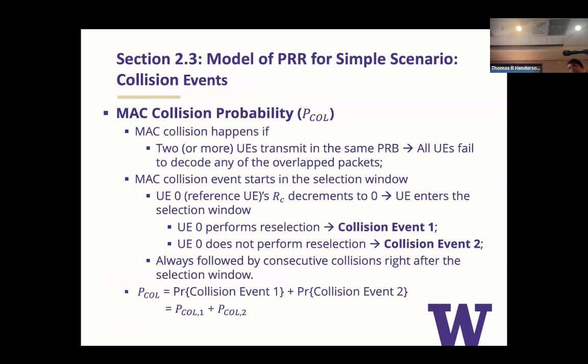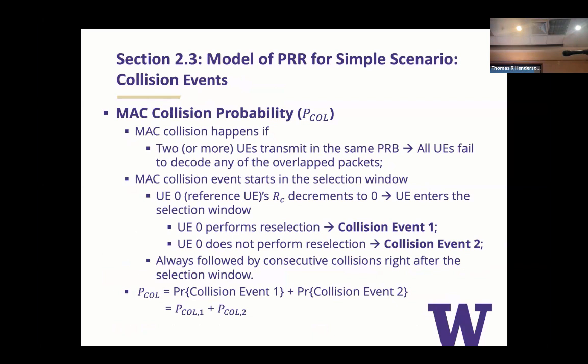Now we start to analyze the MAC collision probability. Again, a MAC collision happens if two or more UEs transmit in the same PRB. Then all UEs will fail to decode any of the overlapped packets. The MAC collision event always starts in the selection window.